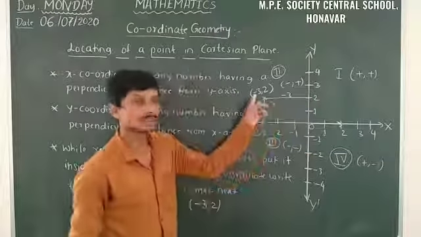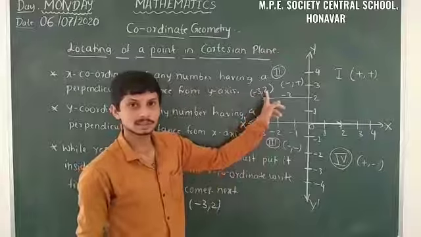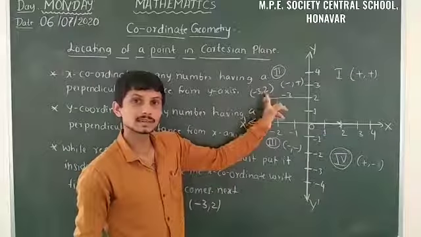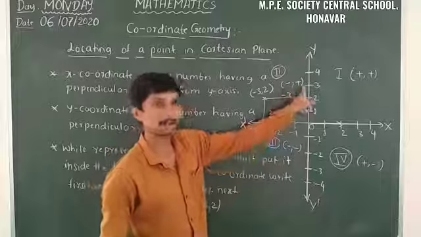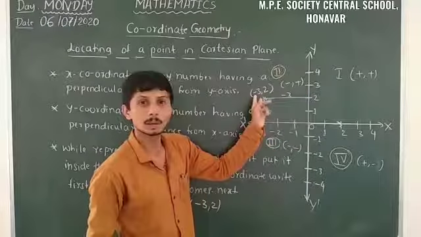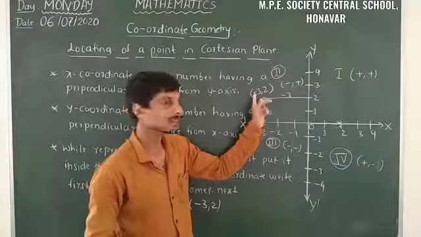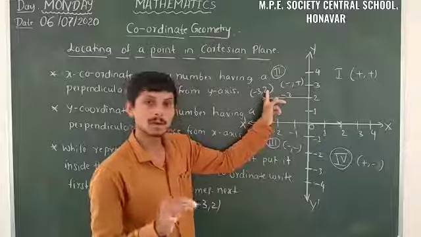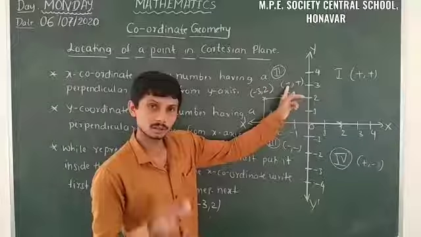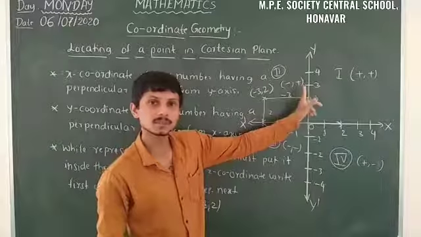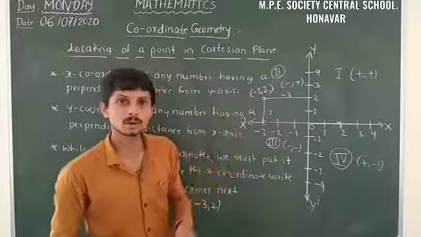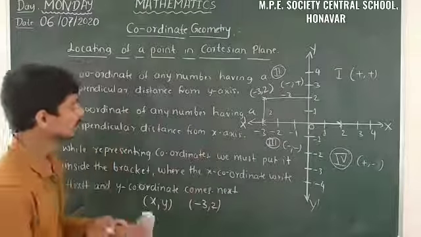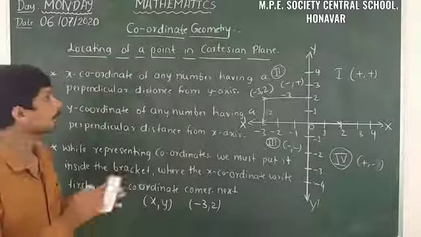So just observe, minus 3 comma 2 is there. That means it's the second quadrant. It will always be the second quadrant, in the form of minus comma plus. Here it is a negative coordinate of x-axis and a positive coordinate of y-axis. So let us solve some problems based on locating a point.